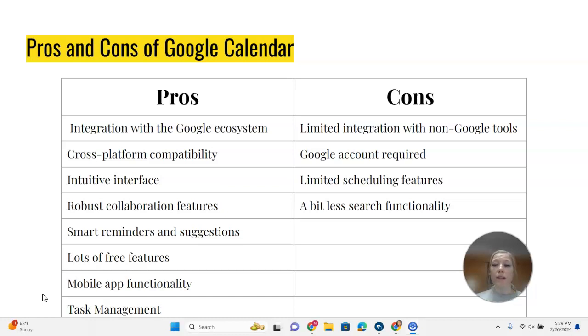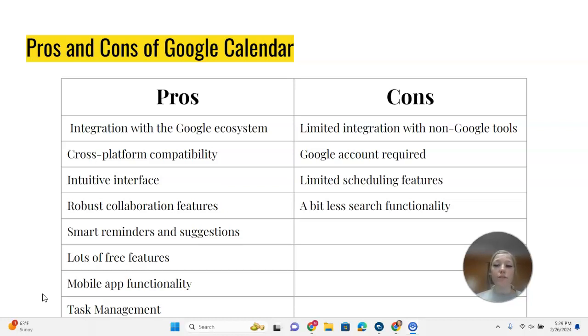Cross-platform compatibility. Google Calendar is accessible on various platforms, such as Android and iOS. Intuitive interface, which means that the calendar features a clean and less cluttered interface. It's way easier to look around.